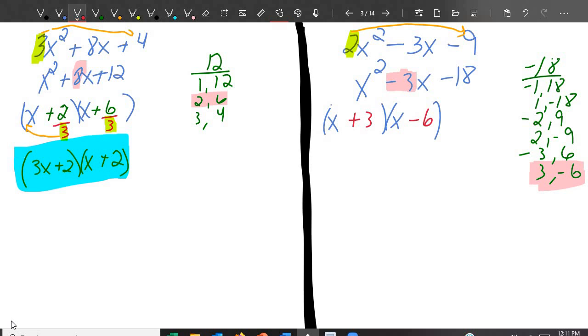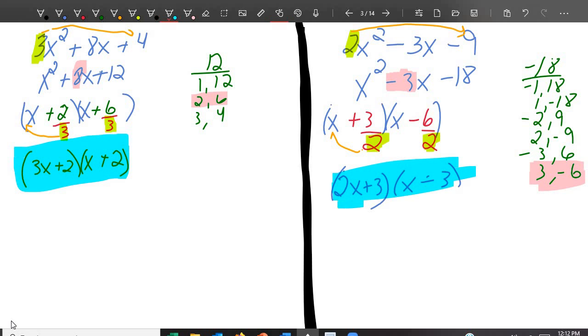Now we come to the part where we divide both numbers by what's in front of the x squared. There was originally a 2, so we divide by 2. I can't simplify the 3 halves, so I have to slide the 2 back in front of the x, and we'll get 2x plus 3. I can simplify the negative 6 over 2, which is negative 3, so we get 2x plus 3 times x minus 3. That's the factored form.